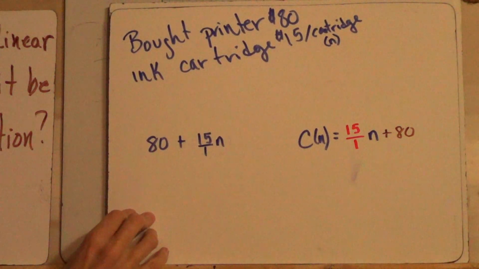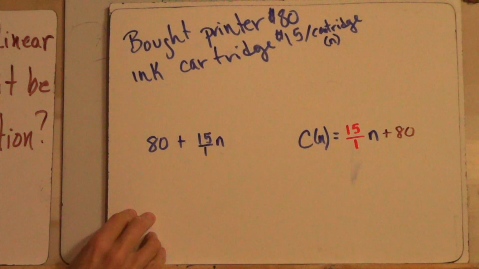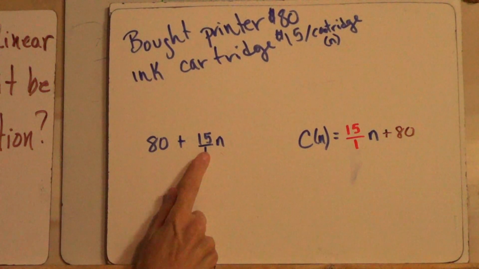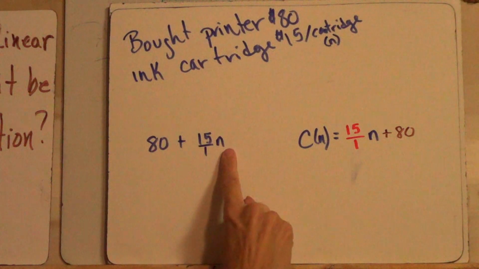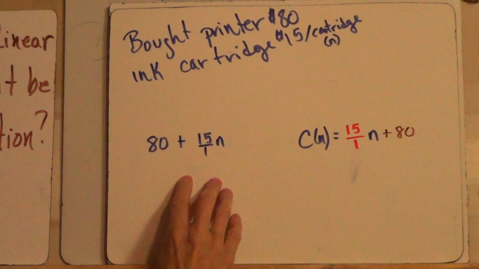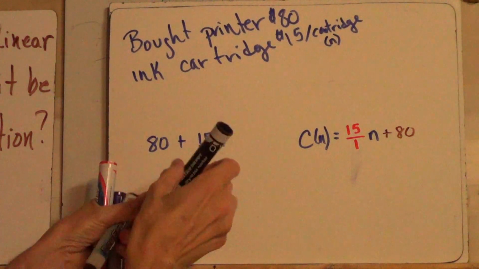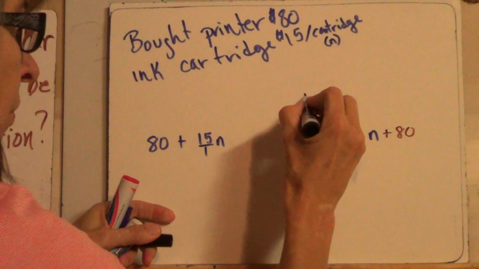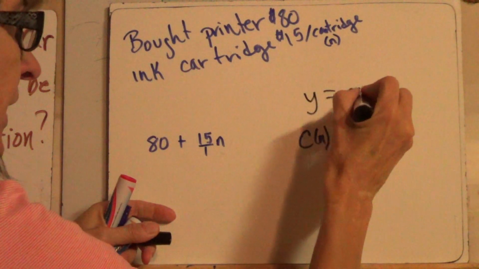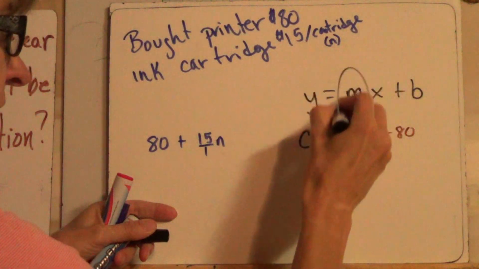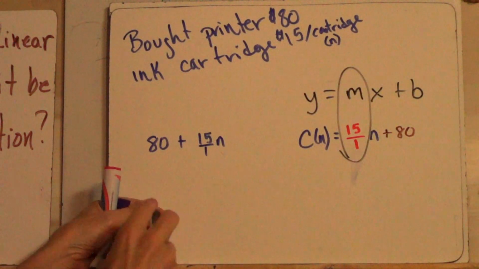Remember back when we bought that printer for $80 and the ink cartridge was $15 a cartridge? And we wrote the equation 80, which is what we'd pay at the cash register, and then we'd pay $15 for each cartridge, and then we'd multiply by the number of cartridges. If we turn this around, it looks just like the function rule, y equals mx plus b. That 15 over 1 right there is your slope.